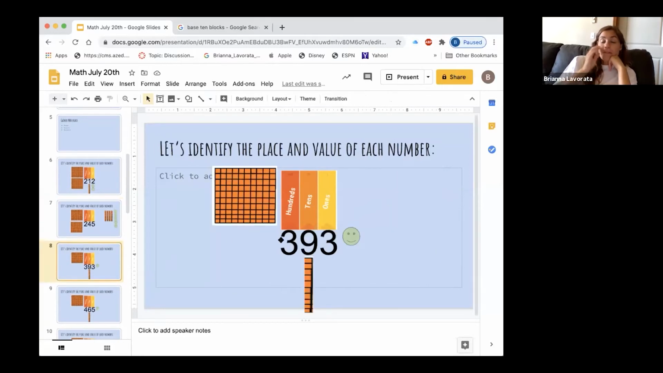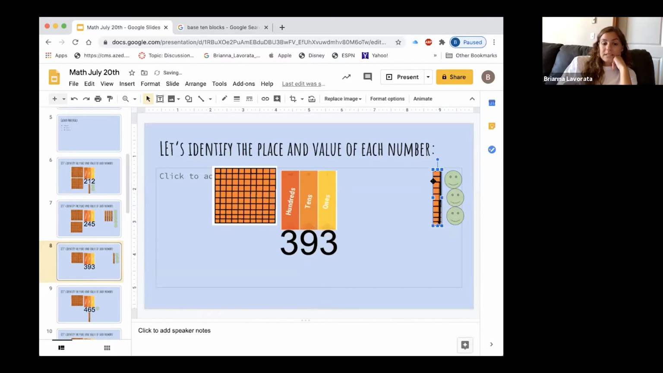So now here we have some that are laid out for us. So ones, this tells me that I have 3 ones. So I need to draw how many more? 2 more to represent 3 ones. Okay, so now I have my 3 ones. Now it says, oh my goodness, I have 9 tens. So let's draw out 9 tens.